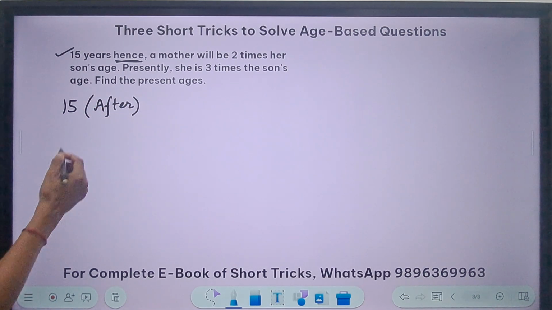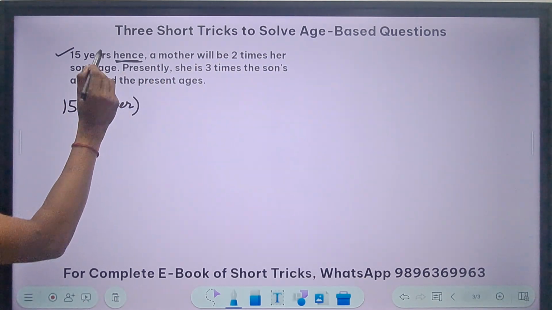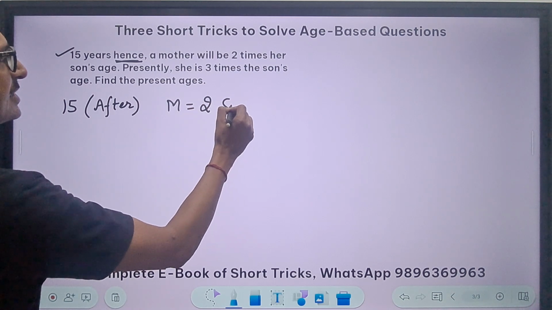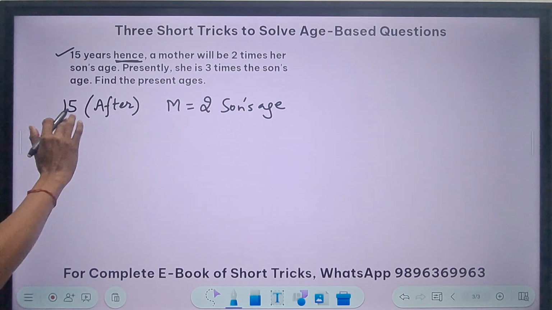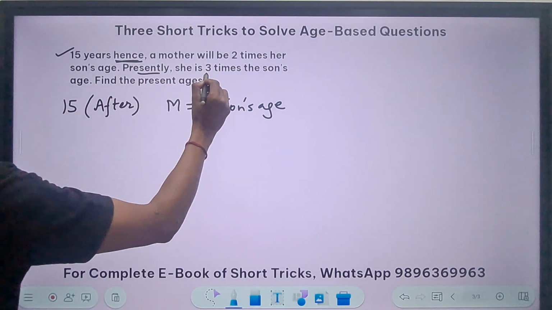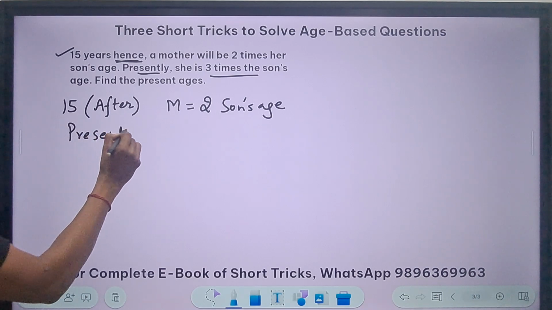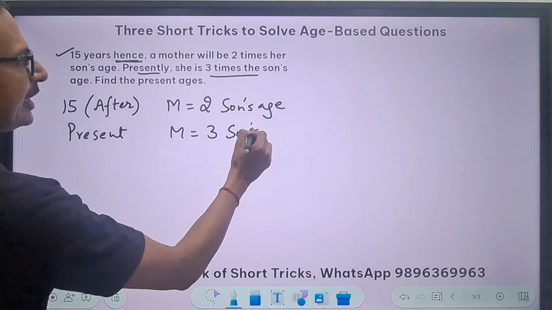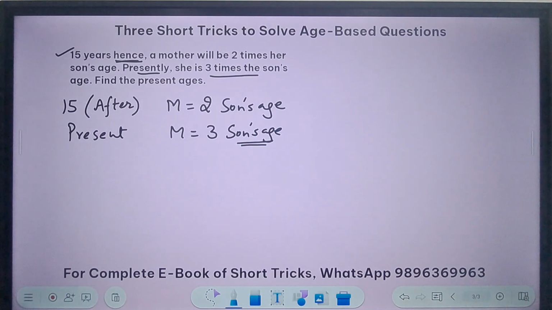What happens in the question here is mother will be 2 times her son's age. So mother will be 2 times the son's age, right? This is after 15 years. And then presently she is 3 times the son's age. So at present mother is 3 times the son's age. So if we can find the son's age, then mother's age is pretty obvious here.